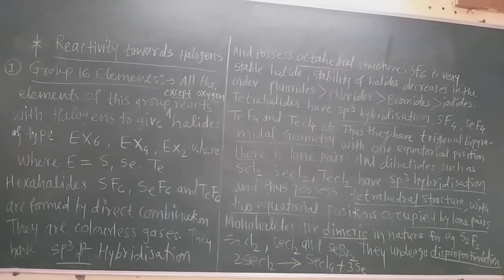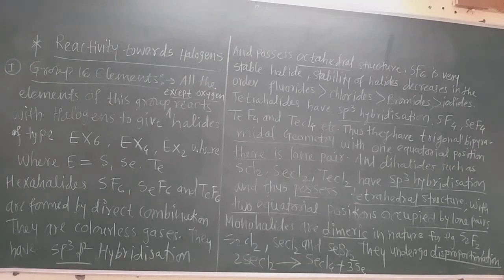These are formed by the direct combination of these elements with fluorine. If these elements and fluorine come in contact with each other, then the hexahalides of sulfur, selenium and tellurium are formed, that is the hexafluorides. All these hexafluorides are colorless gases and they have sp3d2 hybridization.